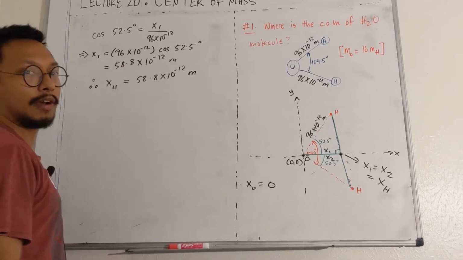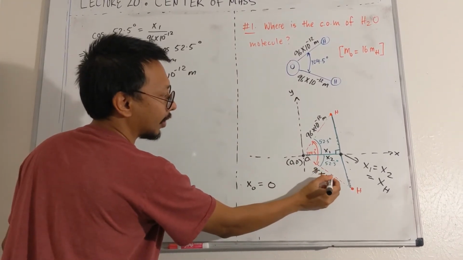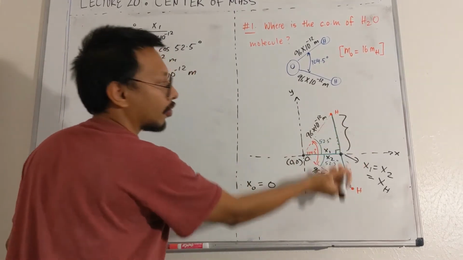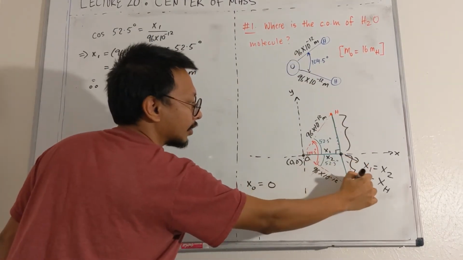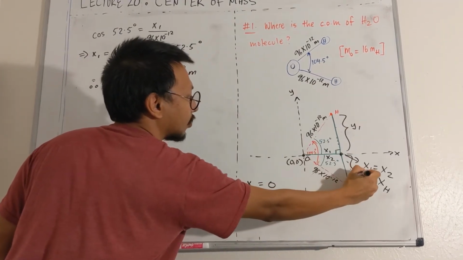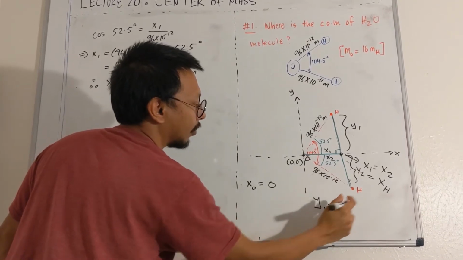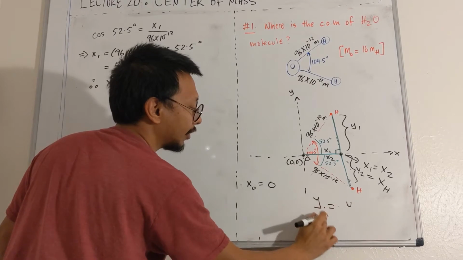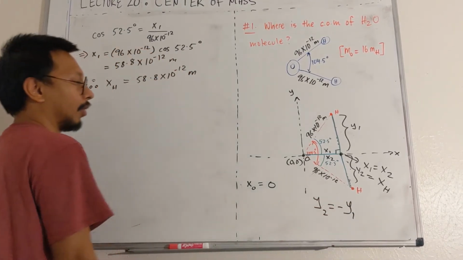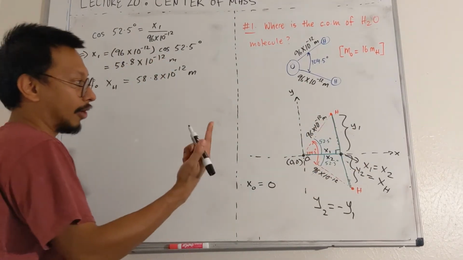We have found both of these x coordinates. Now let's do the same for the y coordinate. This side is also 96 times 10 to the minus 12, and this side is in the positive y-axis, while this side is in the negative y-axis. Let's call this y1 and this y2. y2 is equal to y1 in length, because they would be the same, so we have to calculate it only once.